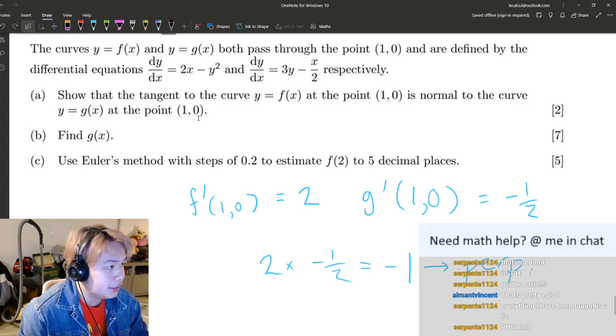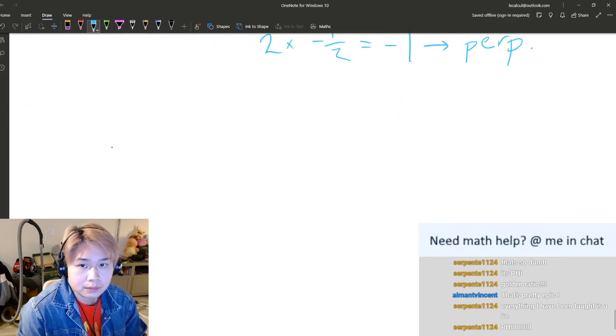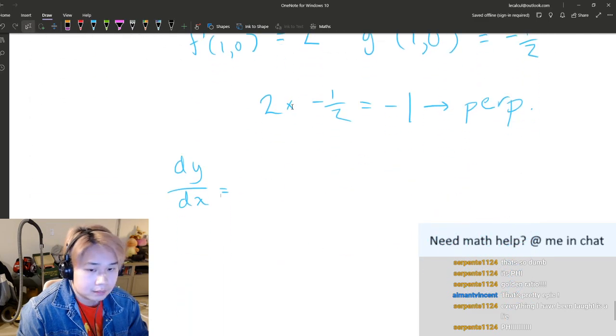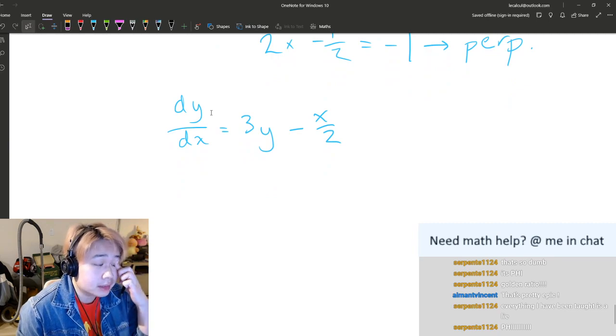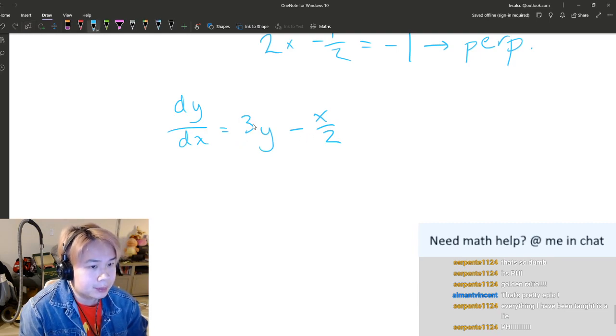Okay, then we need to find g of x. So let's start with the derivative, which is this thing. And then we need to find the function, so we need to integrate this. The issue is, well, you have an x and a y, so this is troublesome. Luckily, I don't think you have that many options. This is not separable.